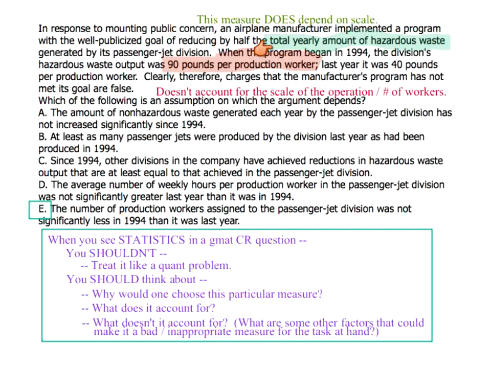D is wrong because we don't care about hours. We only care about pounds of hazardous waste versus pounds per worker. That's the thing with these questions. Some of you are asking about choices that contain measures that are very clearly unrelated to what we're talking about. So it's a focus issue to a certain extent.